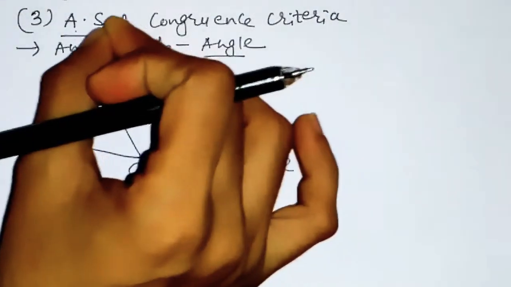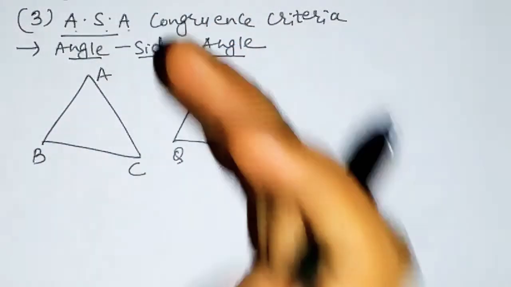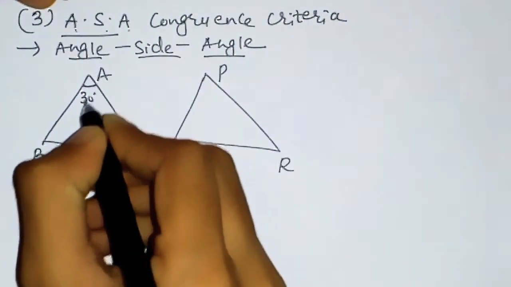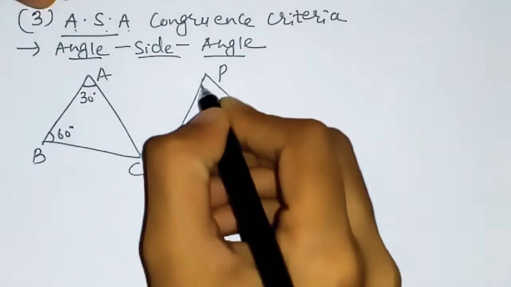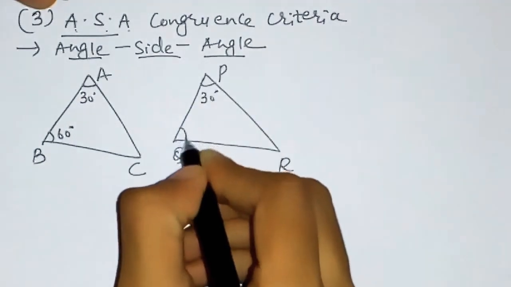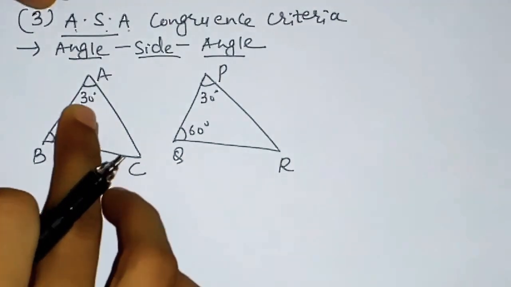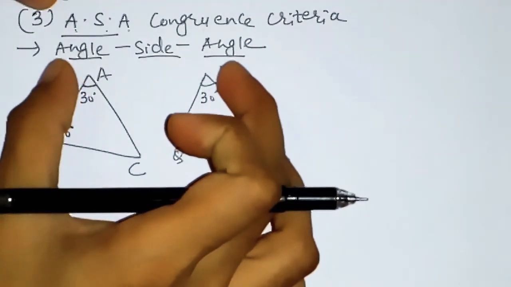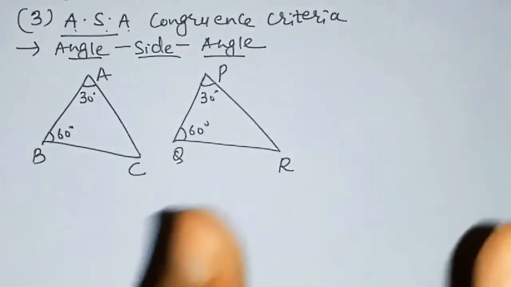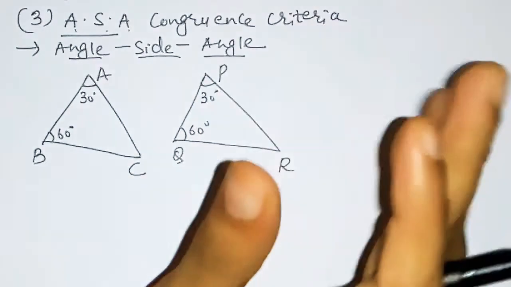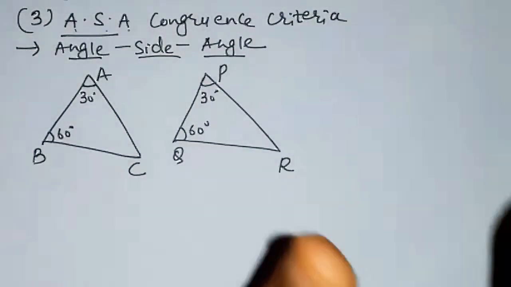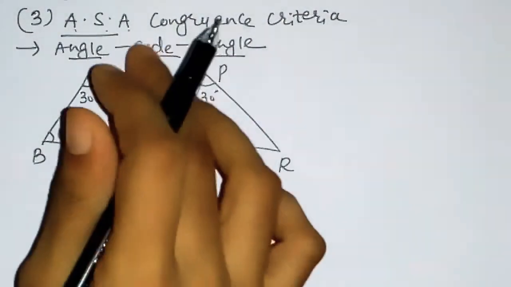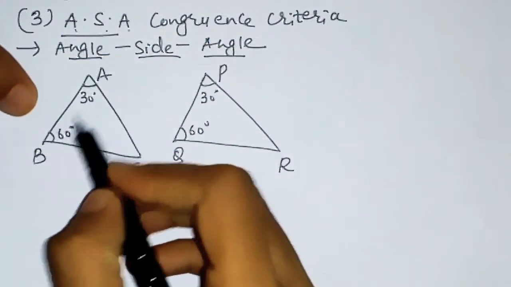Now to satisfy this congruency criteria, we need two angles. Suppose this angle is 30 degrees and this angle is 60 degrees. Here also this angle is 30 and this angle is 60 degrees. So angle A is equal to angle P, angle B is equal to angle Q. So two angles are equal. Now the side which should be equal, which side do we have to consider? Obviously the side given between the two angles.